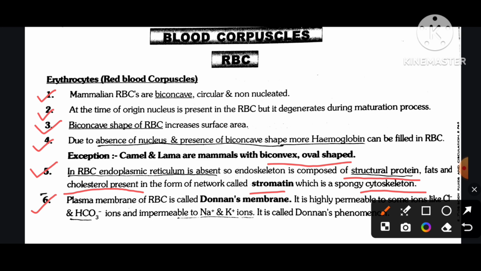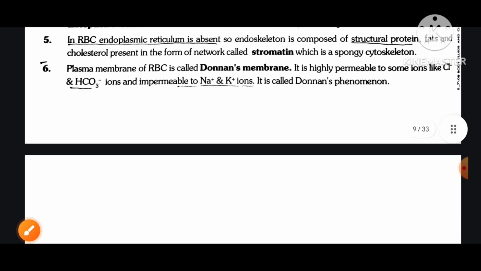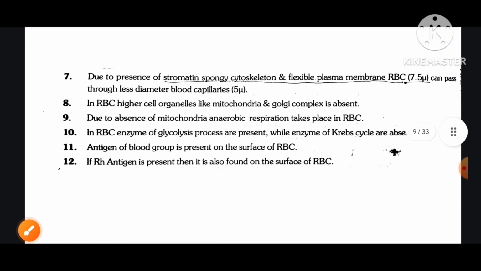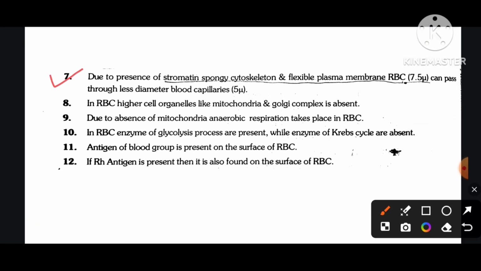Some ions like chlorine and bicarbonate ion are permeable, but impermeable to sodium and potassium ions. It is called Donnan's phenomenon. Due to presence of stromatin, spongy cytoskeleton, and flexible plasma membrane, RBC of 7.5 micron can pass through less diameter blood capillaries of 5 micron. In RBC, higher cell organelles like mitochondria and Golgi complex are absent.